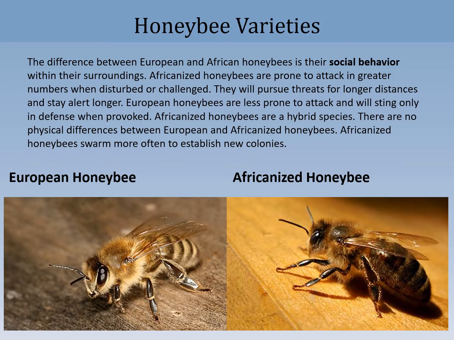The difference between European and Africanized honeybees is their social behavior within their surroundings. Africanized honeybees are prone to attack in greater numbers when disturbed or challenged, and they will pursue threats for longer distances and stay alert longer outside of their hive. European honeybees are less prone to attack or may only sting in defense.